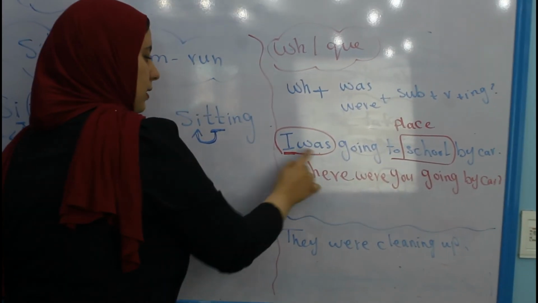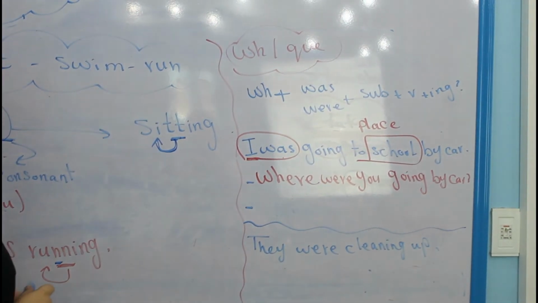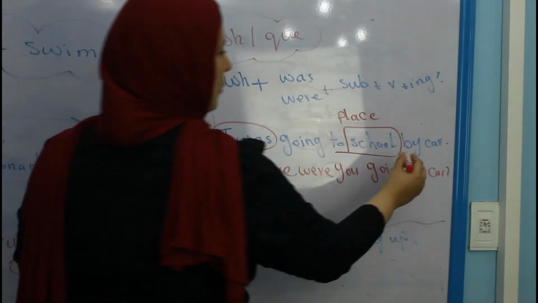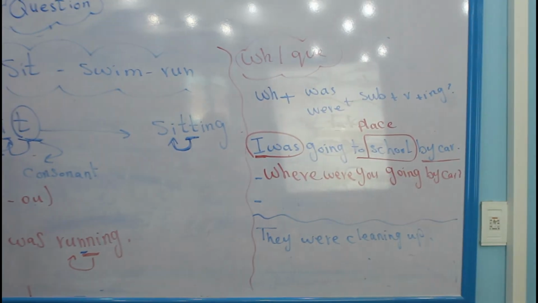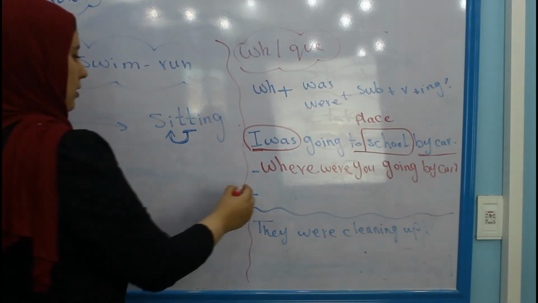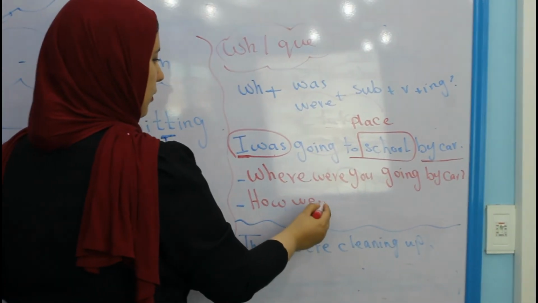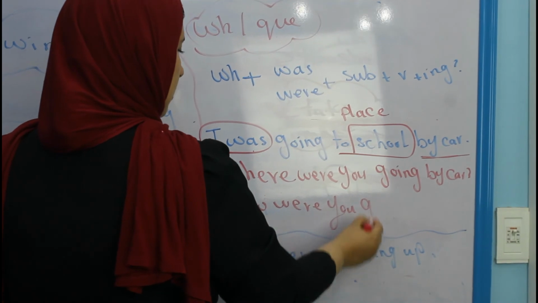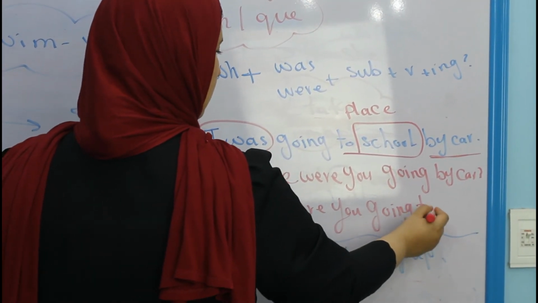Again, I was in the answer turns into were you in the question. Now, we also have by car, which is a means of transport. We can use how: how were you going to school?